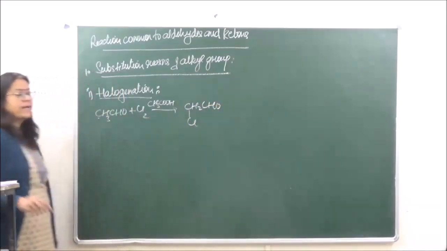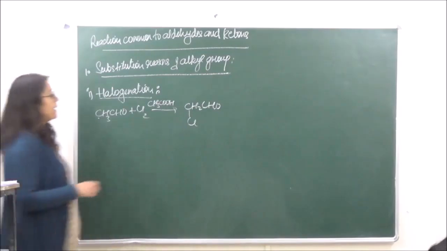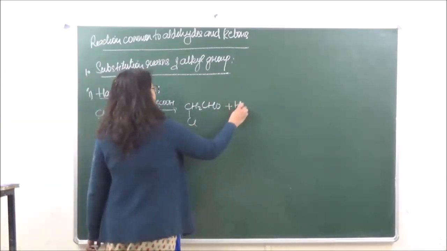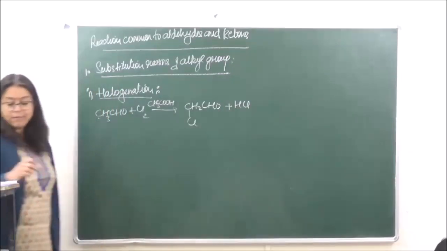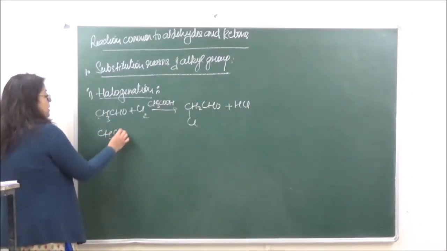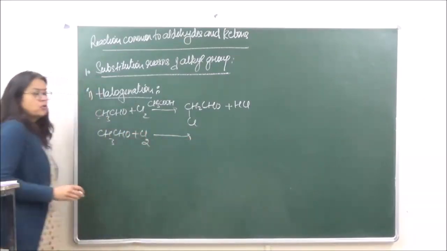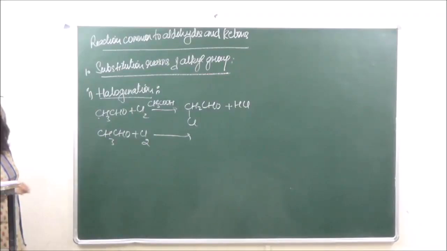So we're going to get a product of the type Cl CH2 CHO plus HCl. Now if we are doing the same reaction, CH3CHO plus Cl2, but we are doing the reaction in basic medium.